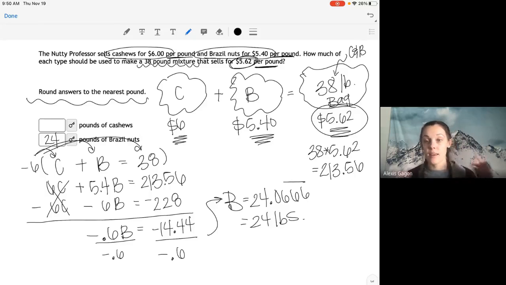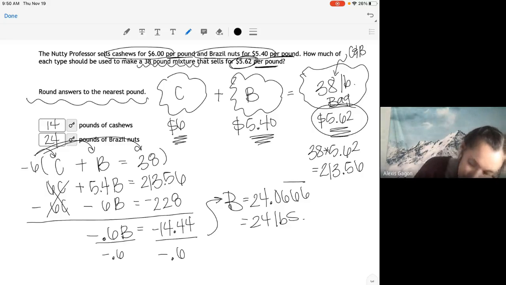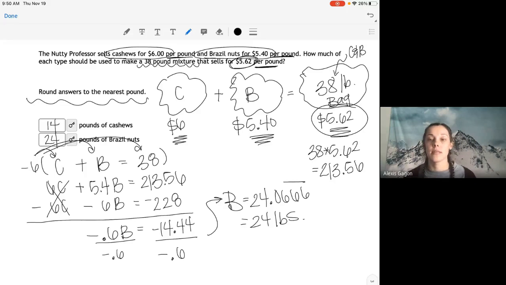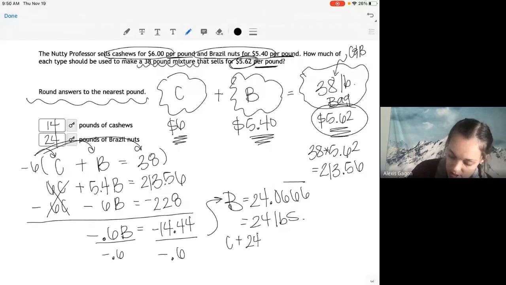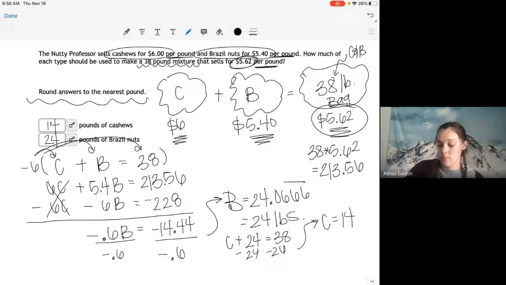Now from that, again, probably can do this in your head, but if we had 38 pounds altogether, 24 of those are Brazil nuts. That means the other 14 must be cashews. Or if we want to set up the equation, that's fine. So it'd be cashews plus the 24 pounds of Brazil nuts equals 38. Subtract that 24. So you get the cashews equals 14 pounds.